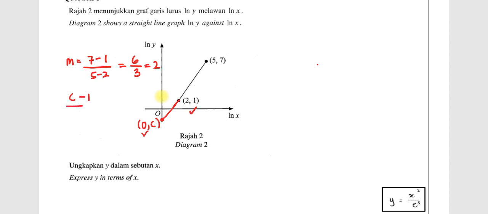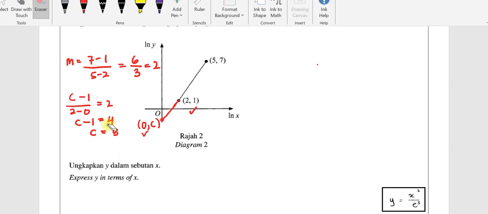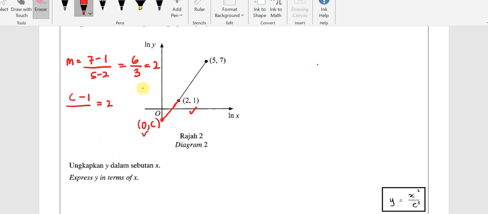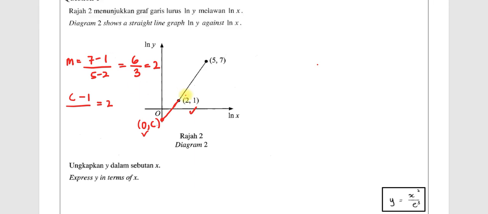So c minus 1 over 2 minus 0 should be 2. So c minus 1 is equal to 4. So c should be, hold on. Oh, it should be 0 minus 2. My bad. This part is wrong, because your c should be negative. Okay, right, come again. So since it is c minus 1 over 0 minus 2, c minus 1 is equal to negative 4. c is equal to negative 4 plus 1, which is negative 3.